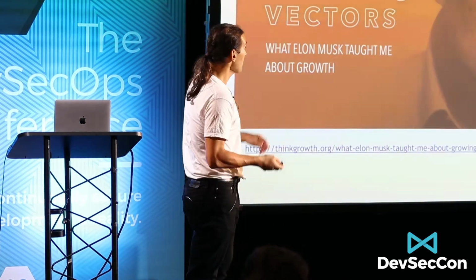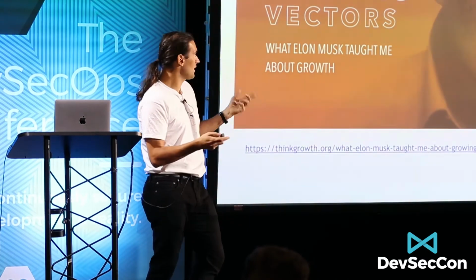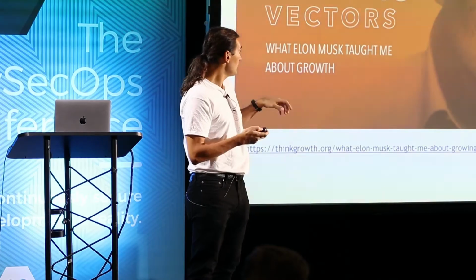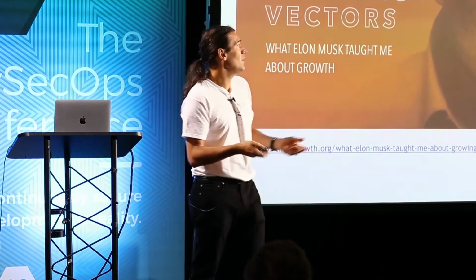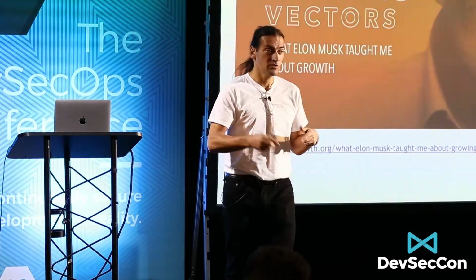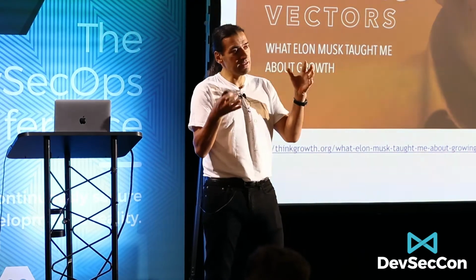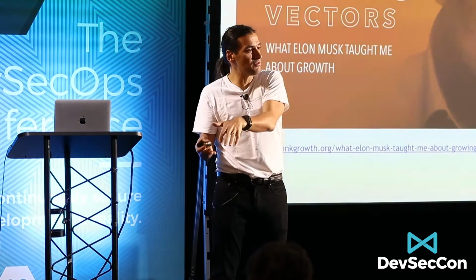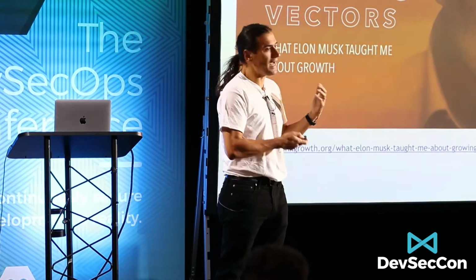So I'll do that. I saw this great presentation a couple of days ago from these guys who talk about what Elon Musk taught me about growing a business, right? And the thing that Elon Musk said to him was, every person in your company is a vector, right? And the progress is determined by the sum of those vectors. So in a way, if you start thinking about a graph, the direction of your graphs and the connections of your graphs and how they go, that makes a big difference.